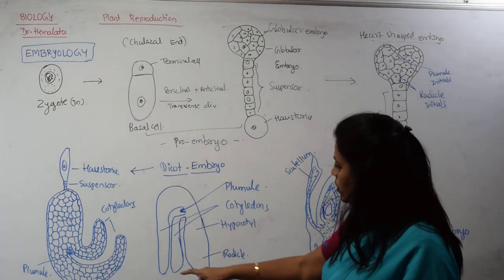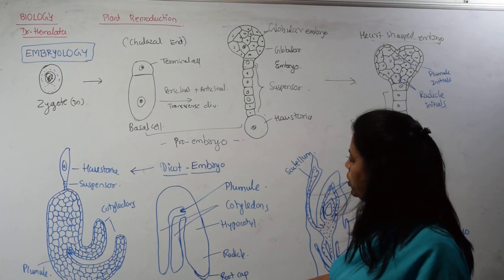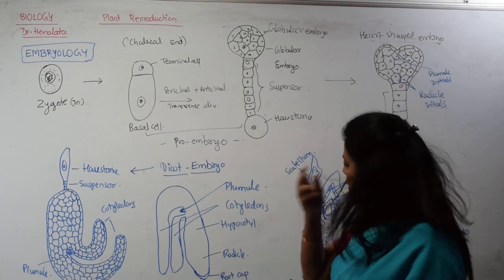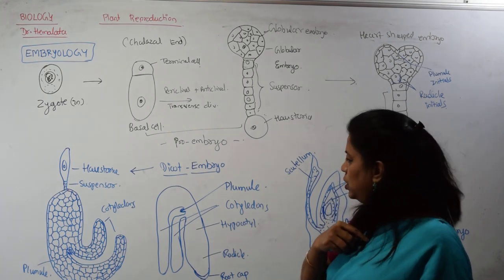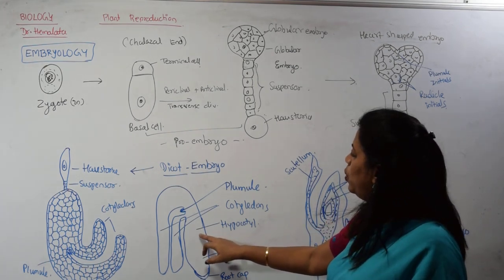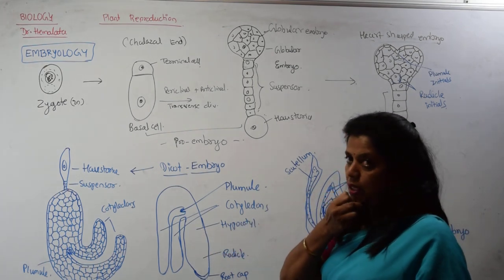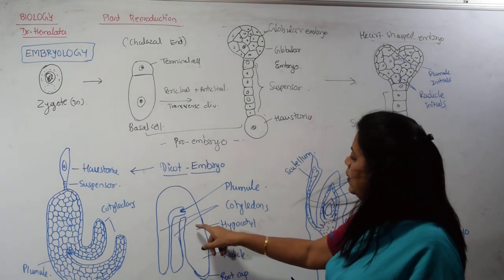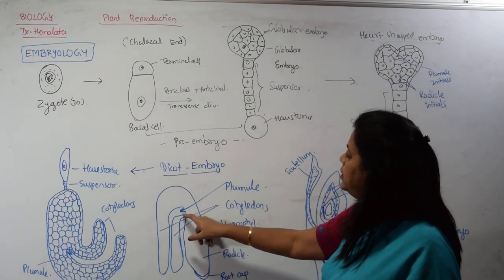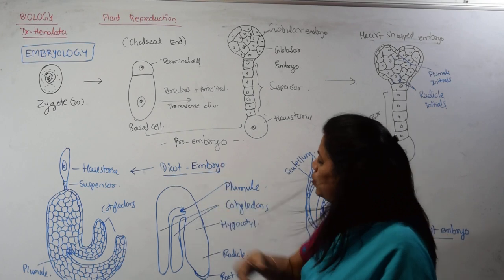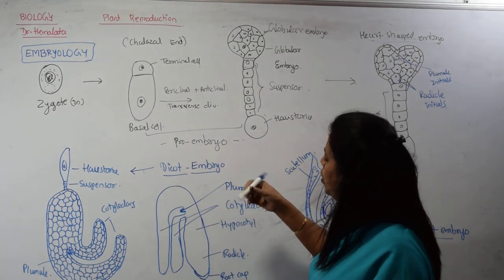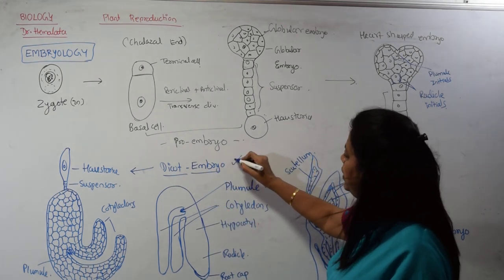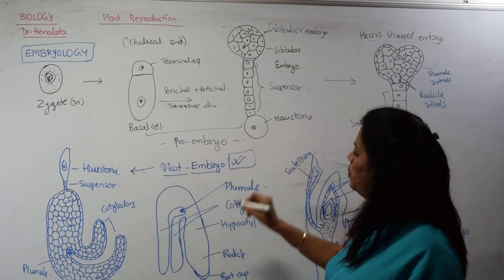Here is the lower part. This is forming the root cap, and this is the radicle. Radicle is the root initial structure, and this is called the hypocotyl. Below the cotyledons there will be the hypocotyl, and these are the two cotyledons, and this is the plumule. They will ask only this diagram of you. Draw and label the structure of a dicot embryo. This is very important for you.